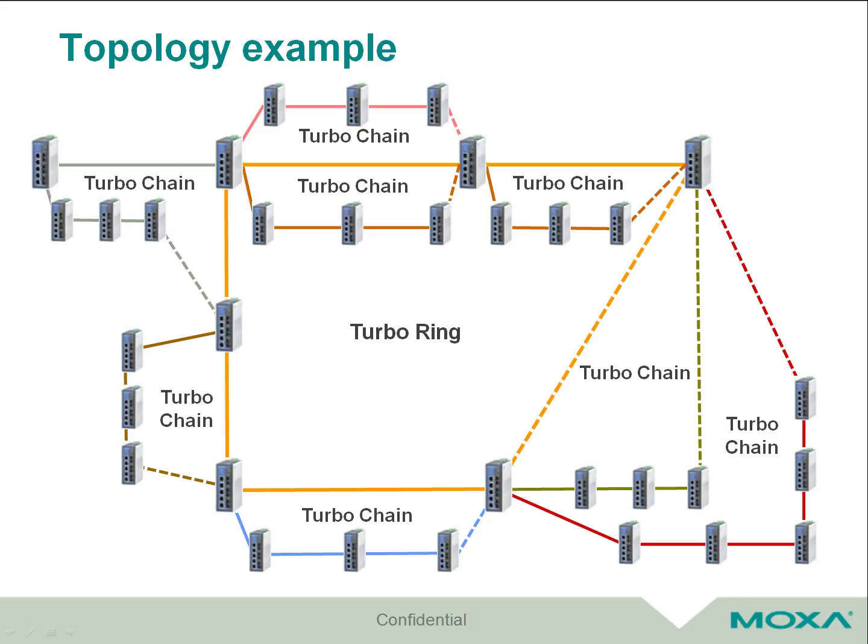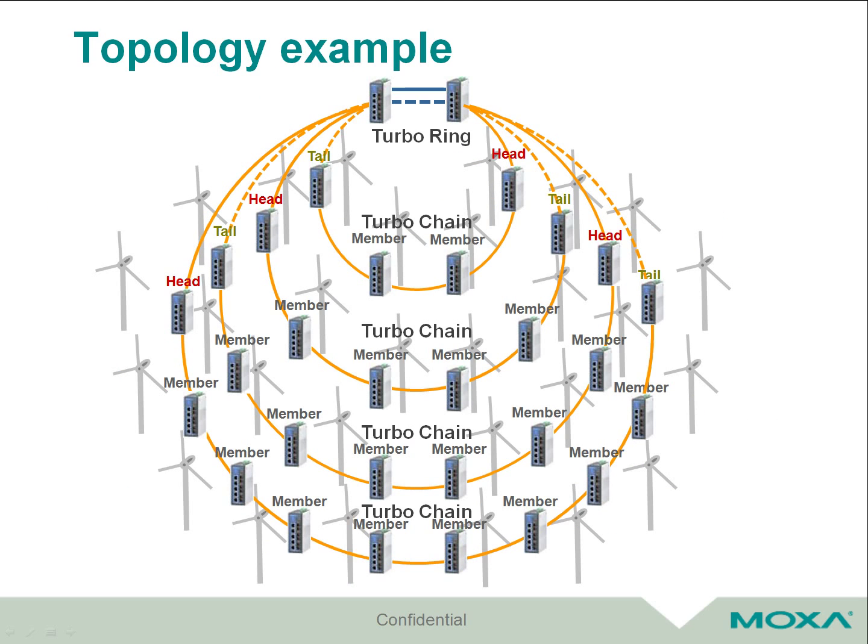Here are some real cases examples. This diagram is for gas pipeline. As you can see, the backbone is made with turbo ring technology and remote areas are connected with turbo chain. In a wind farm application, typically every tower is connected to a control center. But tower location patterns don't allow the use of single ring backbone. For such applications, turbo chain is an optimal solution.